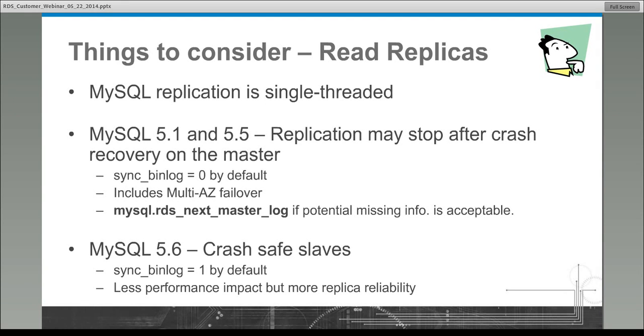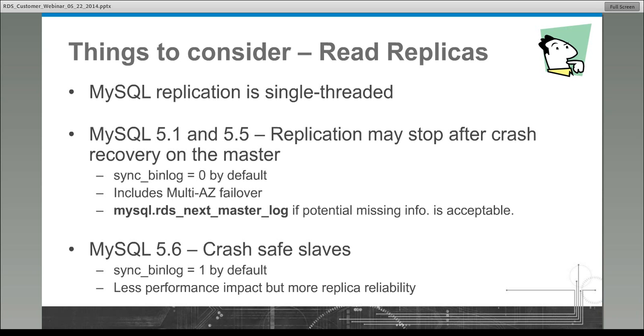But if you understand that there's no data loss, and you're not worried about the bin logs that may have been lost, we do offer a stored procedure called rds_next_master_log, which allows you to essentially go to the next available bin log and start replication from there. Again, just be very careful, because there is potential for data loss if you use this command.